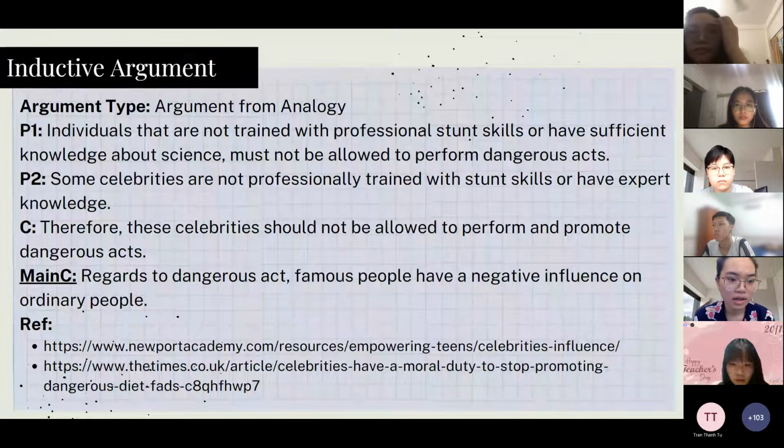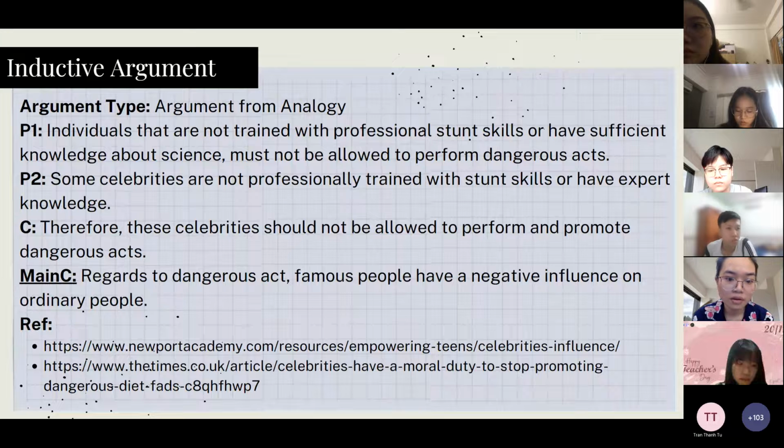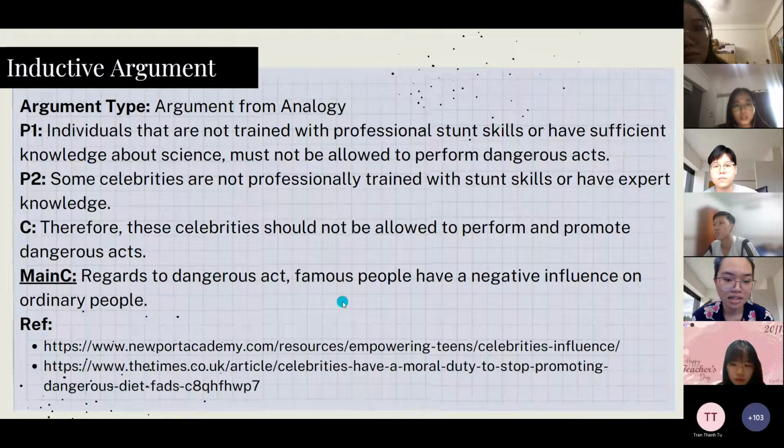And the last keyword in this part is about dangerous acts. Individuals that are not trained with personal stunt skills or do not have sufficient knowledge about science must not be allowed to perform dangerous acts. And some celebrities are not personally trained with stunt skills or do not have expert knowledge. So this leads to the conclusion that celebrities should not be allowed to perform and promote dangerous acts. Then, regarding dangerous acts, famous people have a negative influence on ordinary people. And this is the last keyword in this part.